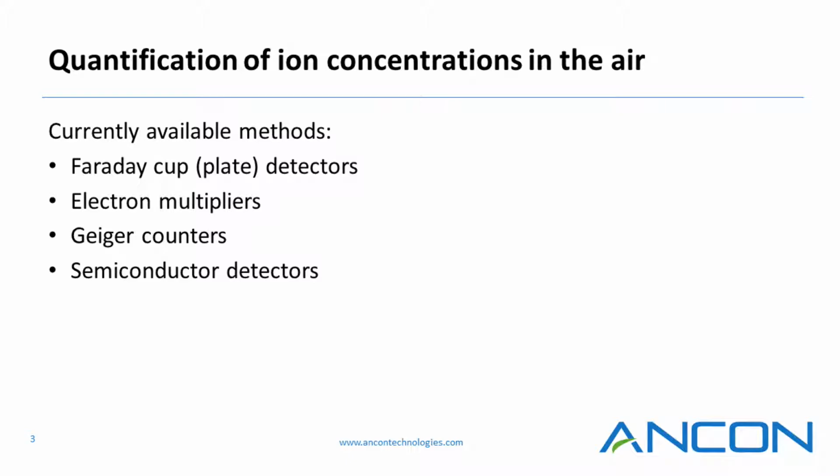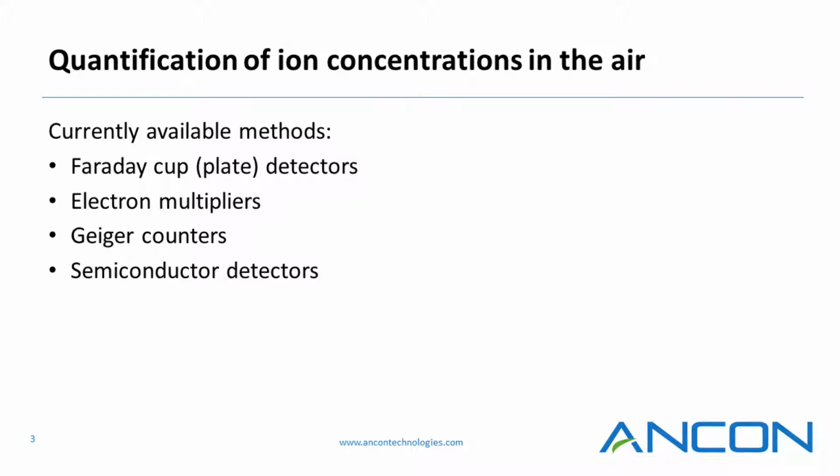At present, there are a selection of methods used in quantification of ion concentrations in the air. These include the Faraday cup detector, which is a metal device designed to catch ions in the air and is widely employed in mass spectrometers, ion counters, and many other instruments. The electron multiplier, which works within a vacuum, multiplying incident charges between metal plates and generating electric current.